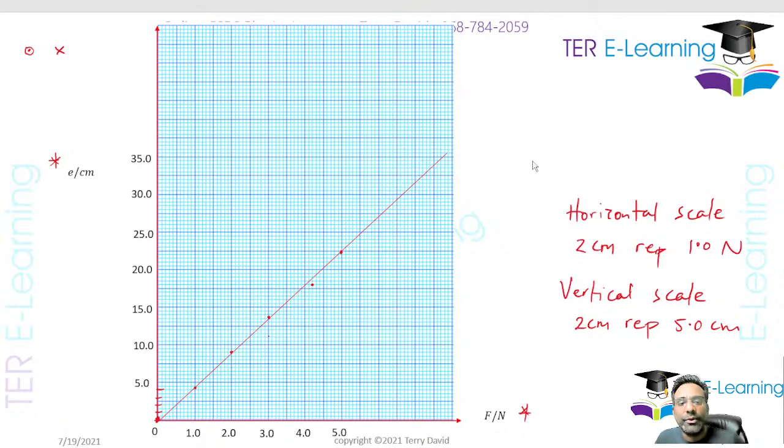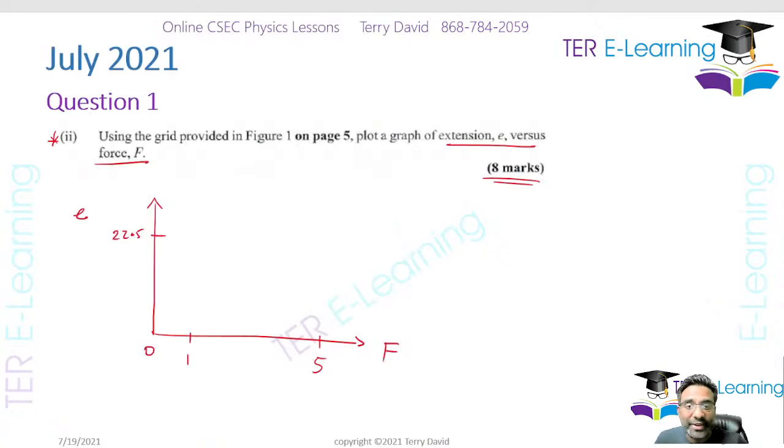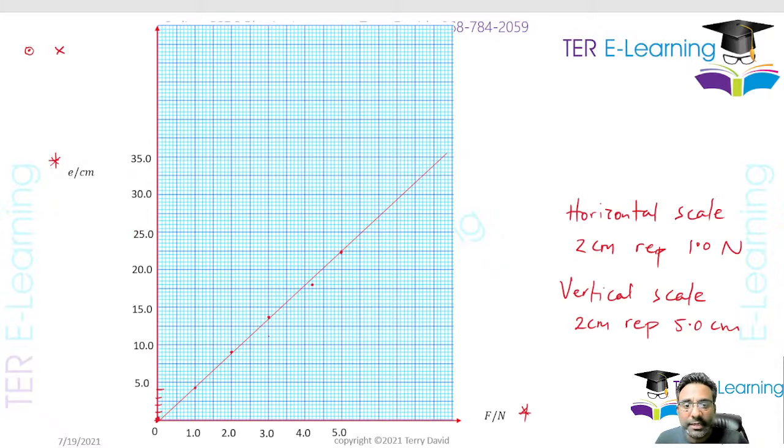Right? So what you need to do is draw a line of best fit. And that's my line there. In this question for 8 marks, you're going to get marks for labeling your axes, choosing the correct scale, and all of those things. So that's the graph, that's what we need to plot.